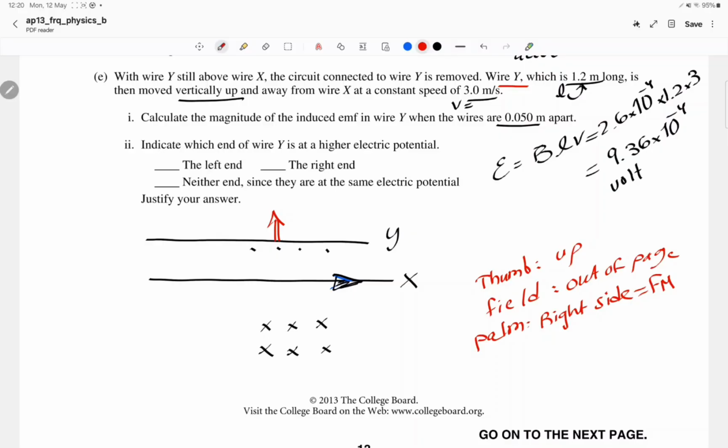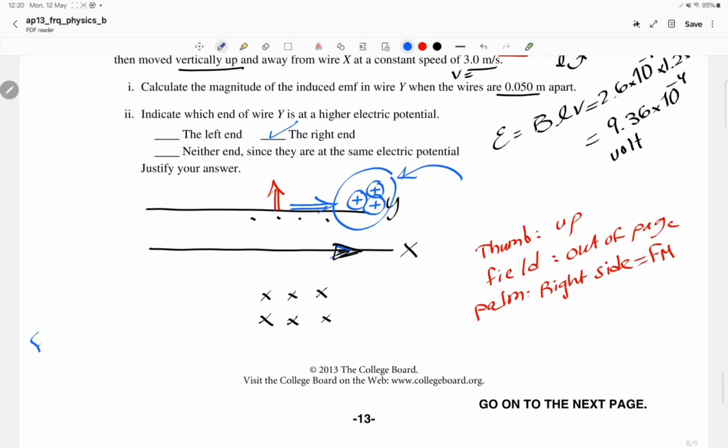And this will cause the positive charges to get pushed to the right side. Okay? And that means you're going to have more positive charges on the right side than on the left side. And that means you're going to have a higher electric potential on the right end. Okay? So yeah.